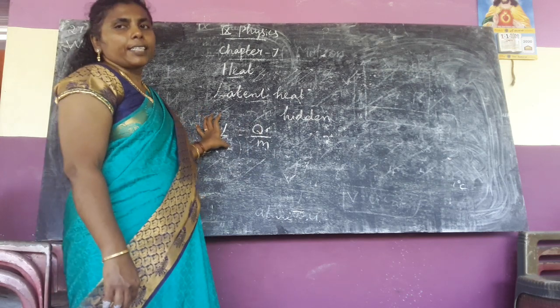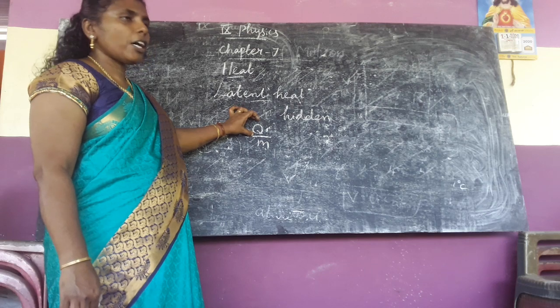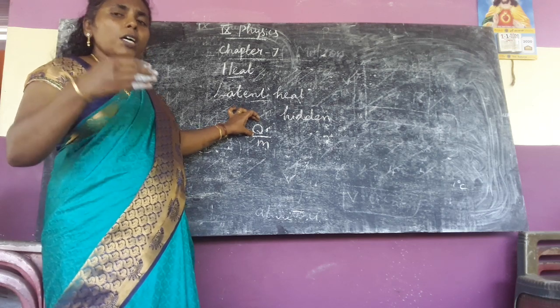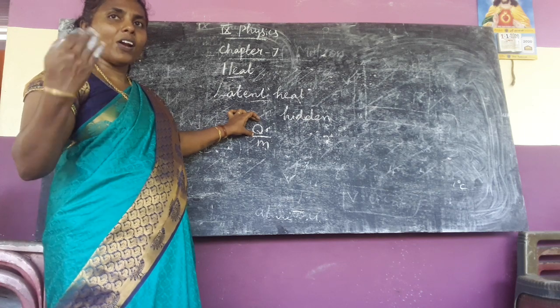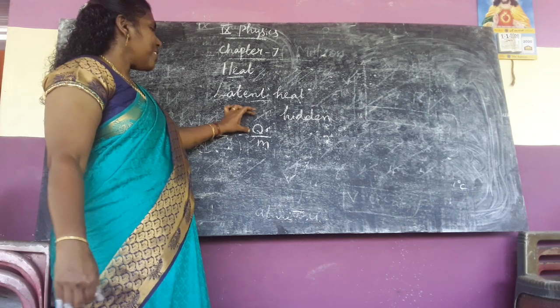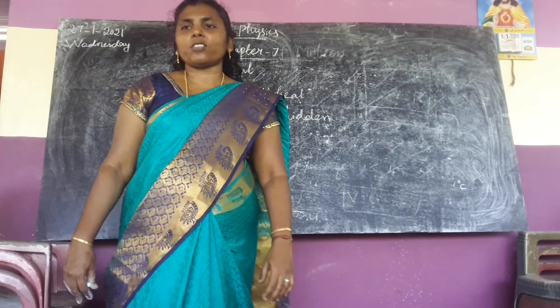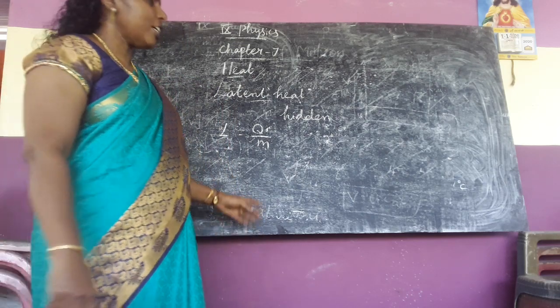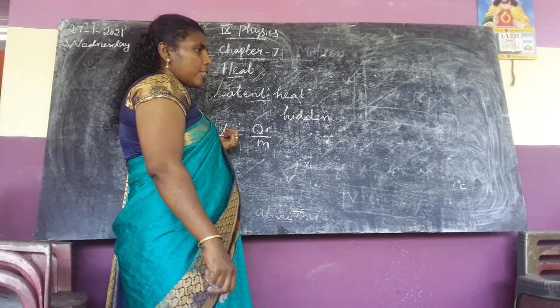So the specific latent heat is defined as the amount of heat energy absorbed or liberated by unit mass of a substance during the change of state without causing any change in temperature. So this is the definition of specific latent heat.